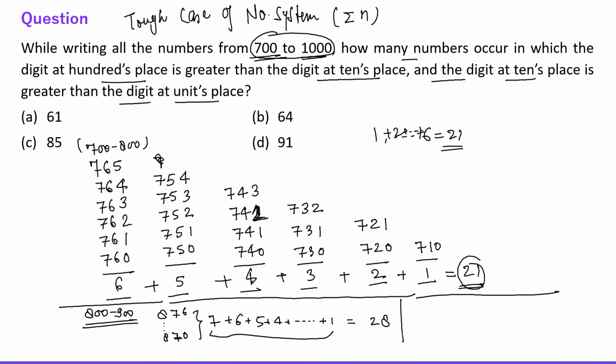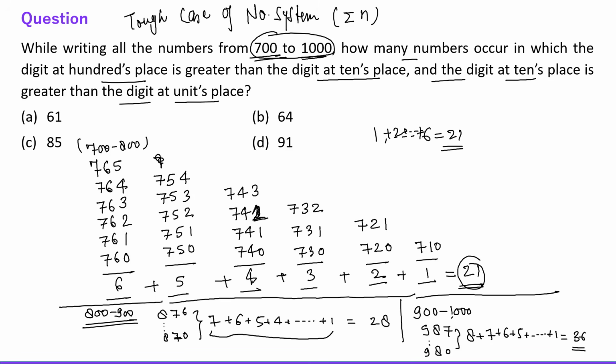And now if I talk about 900 to 1000, so 9, 8, and then 7 up to 980. So this will be 8 numbers. After that 7, 6, 5, 4 and so on. It is like this. So this will be 1, 2, 3, 4, 5 up to 8. So this is 36. Fine. From 1 to 8, when we add, we'll be getting 36.